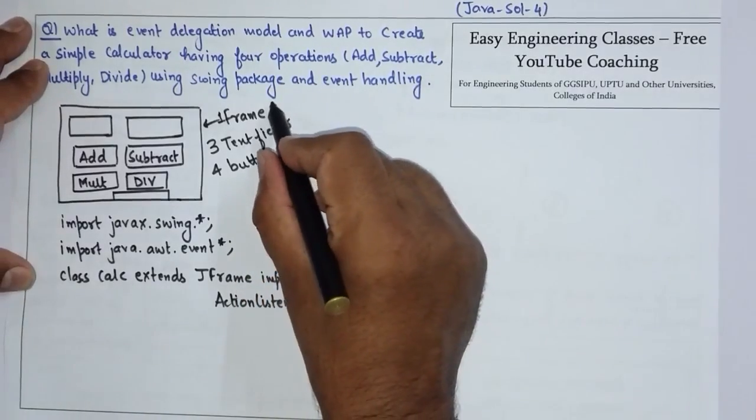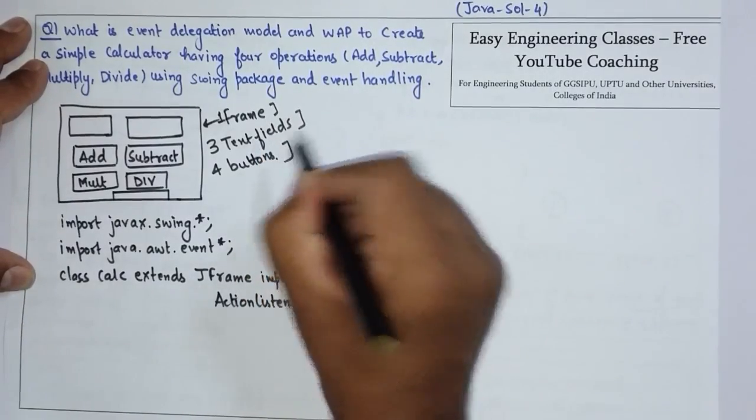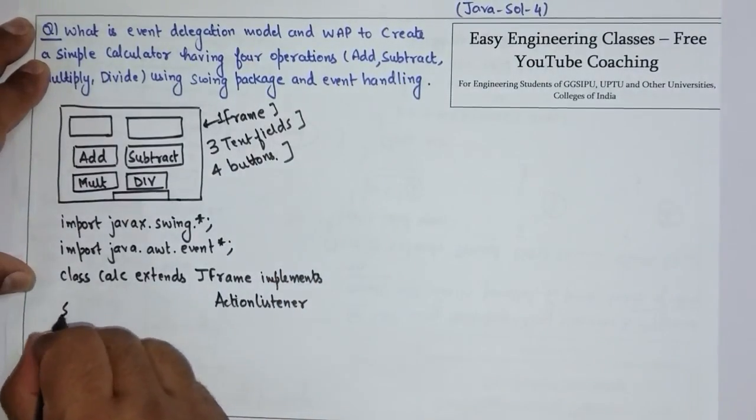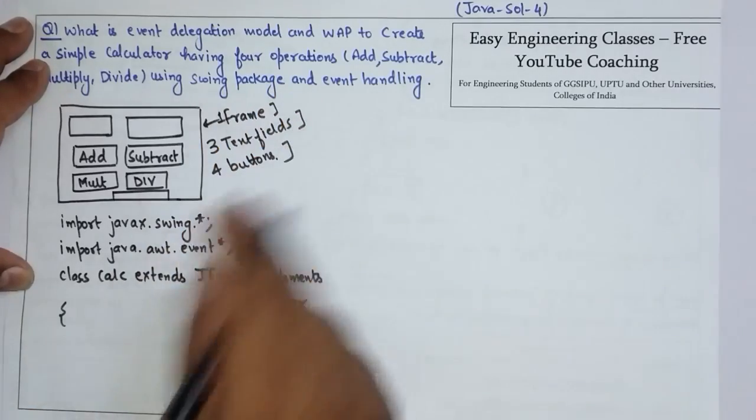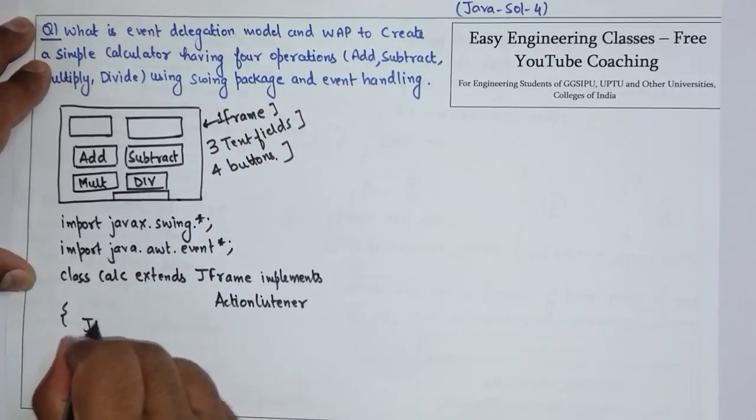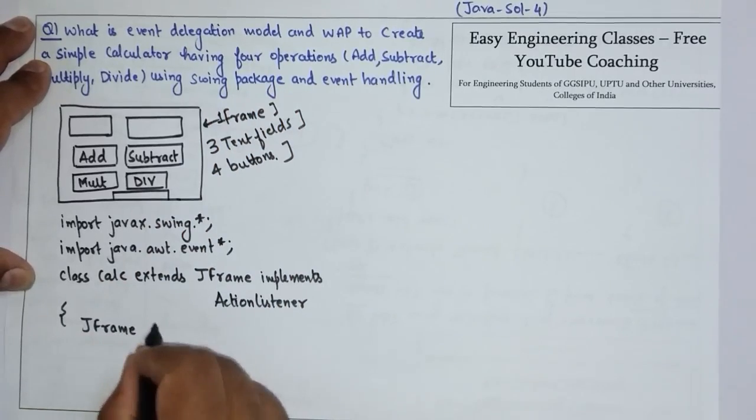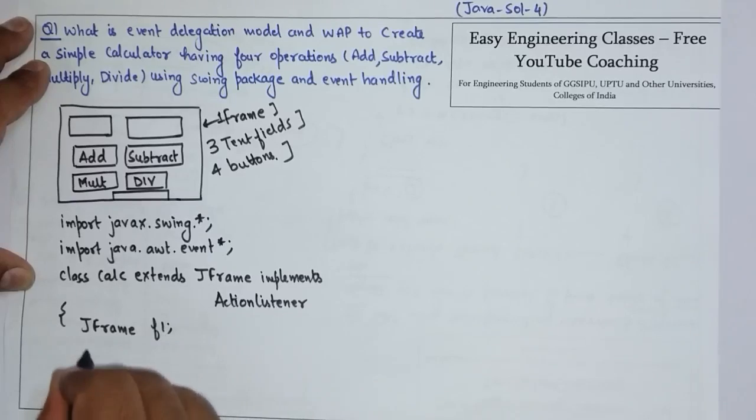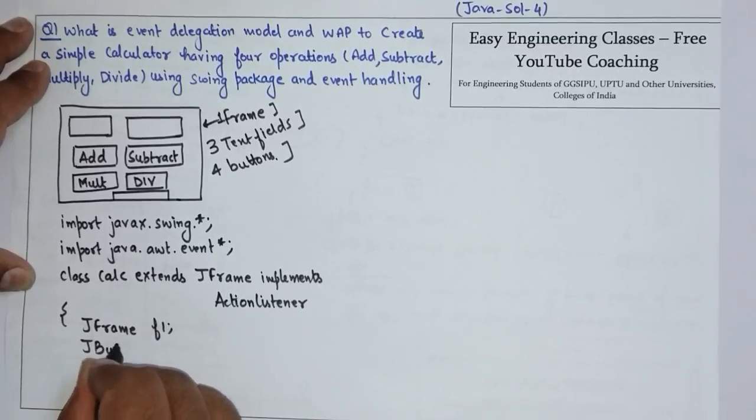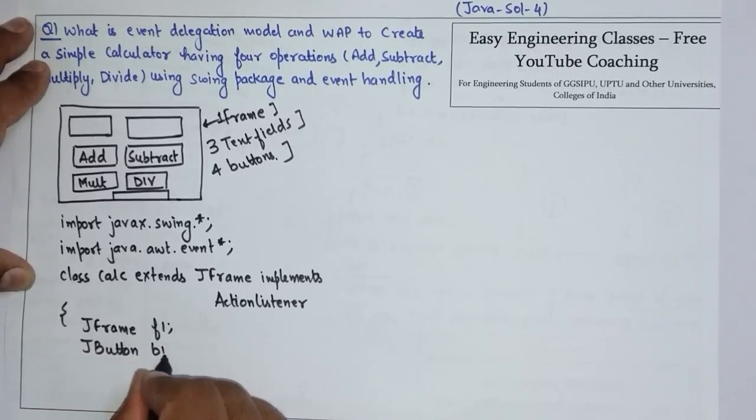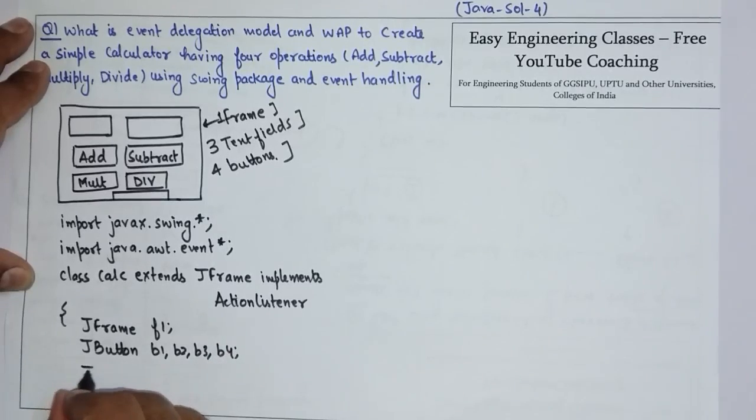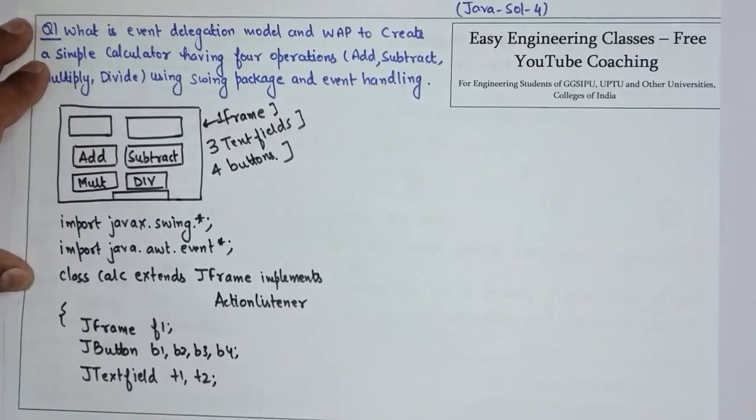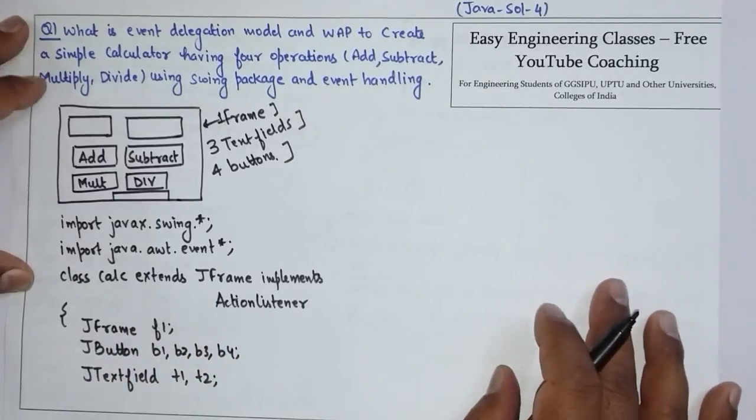अब देखिए सबसे पहले मुझे क्या बनाना है, यहाँ पे फ्रेम, 3 टेक्स्ट फील्ड और 4 बटन्स. So create reference variables of all these things. JFrame F1, then JButton B1, B2, B3, B4, and JTextField T1, T2. So these are the reference variables that I have created.